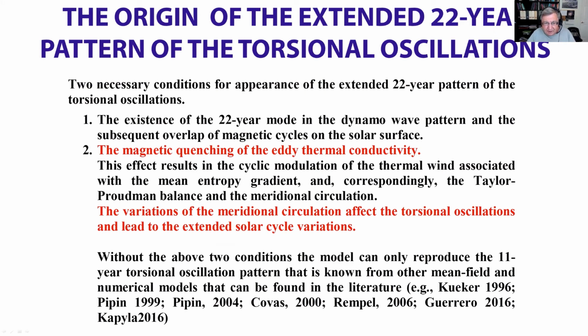is the magnetic quenching of turbulent thermal conductivity. It changes the entropy gradient, which causes variations of the meridional circulation, and then the variations of the meridional circulation affect the torsion oscillations and lead to the extended solar cycle.